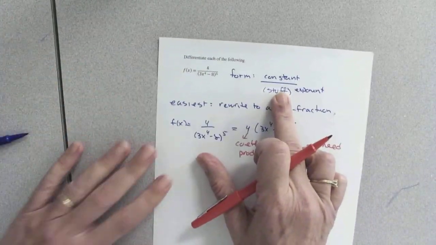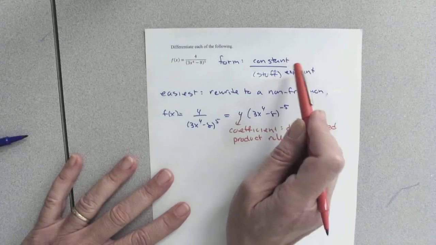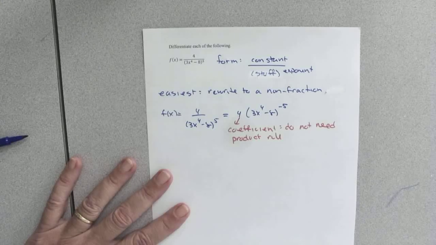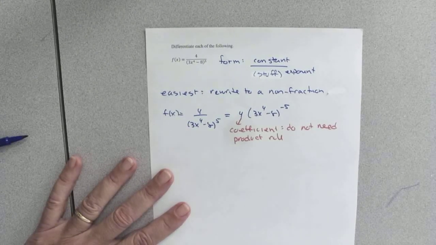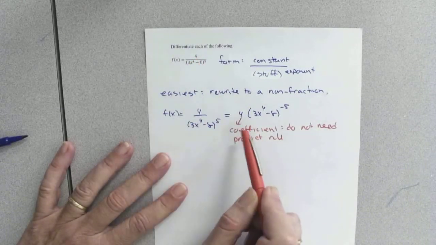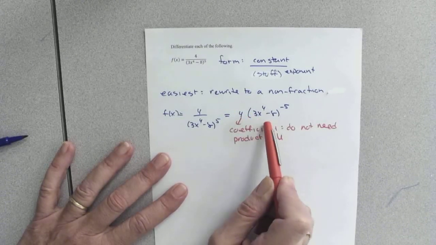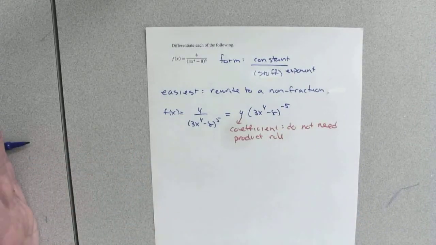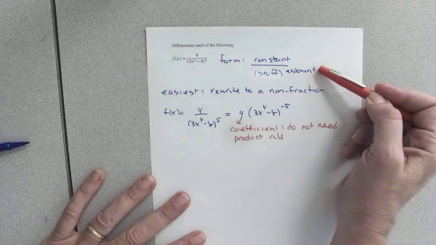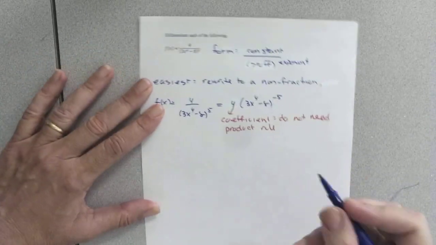So you only want to pull this trick of rewriting to a non-fraction when the numerator is a constant. If the numerator is not a constant, you have made the problem harder. Because if this was 4x, not just 4, it would now be a product rule and a chain rule, and then doing simplification with a negative exponent. And none of us want to do that. So only pull this trick when it's a constant over stuff with an exponent. But now it's just going to be a chain rule.